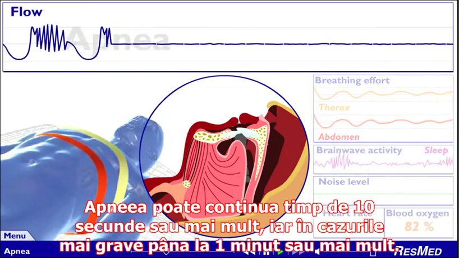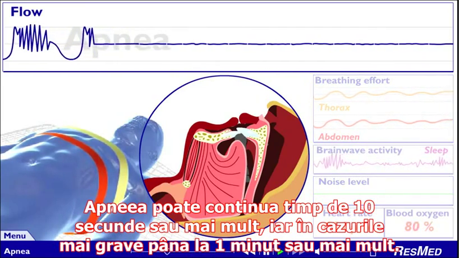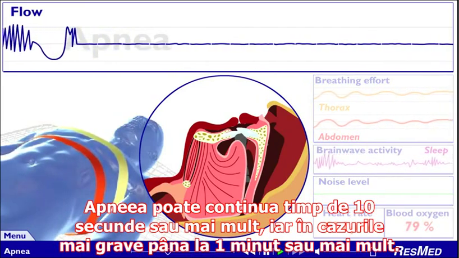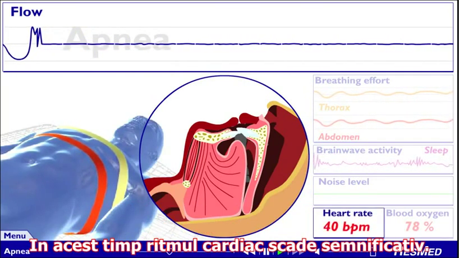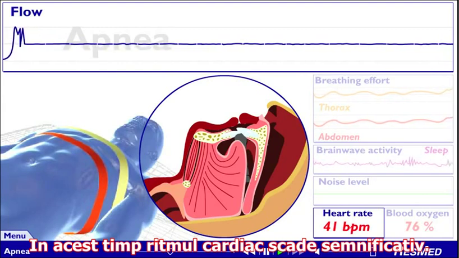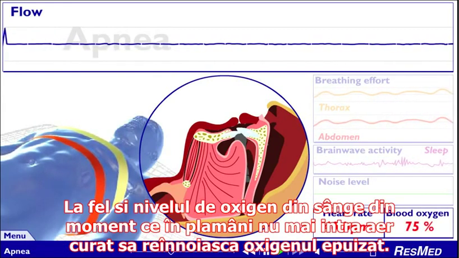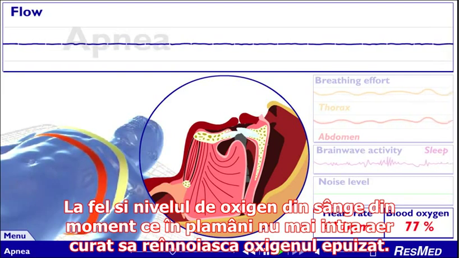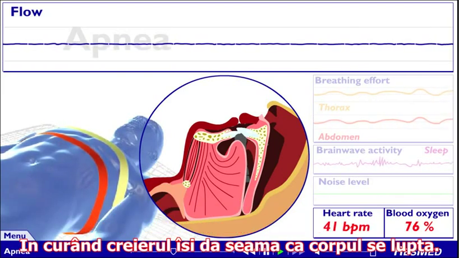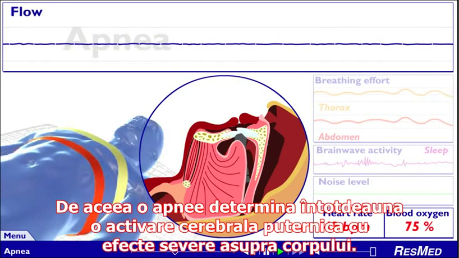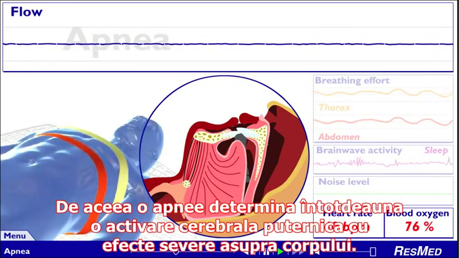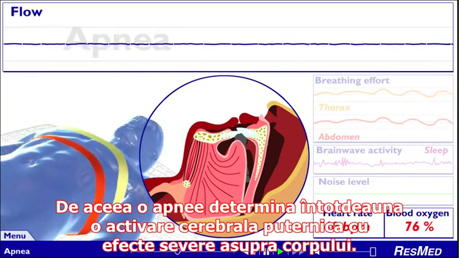An apnea can continue for 10 seconds or more, and in severe cases for up to a minute or longer. During this time, the heart rate drops significantly. So does the level of oxygen in the blood, since no fresh air enters the lungs to replenish the depleting oxygen. The brain soon realizes that the body is struggling. That is why an apnea always triggers a strong arousal, with severe effects on the body.